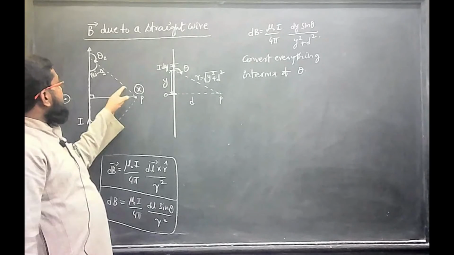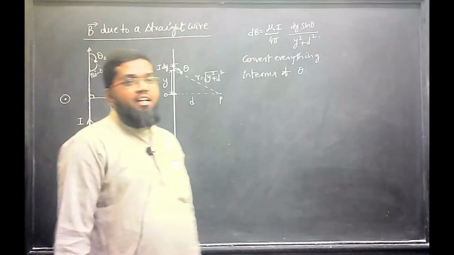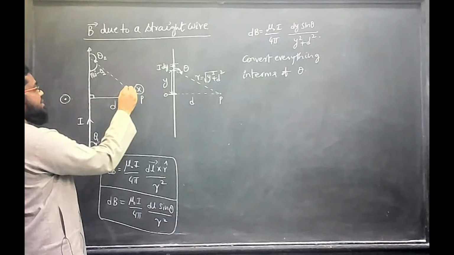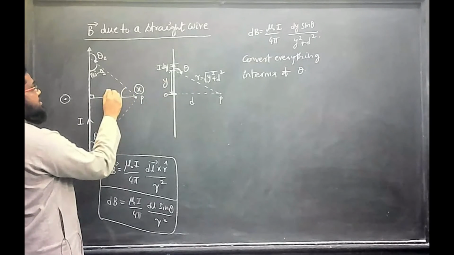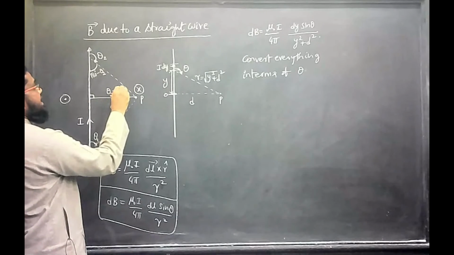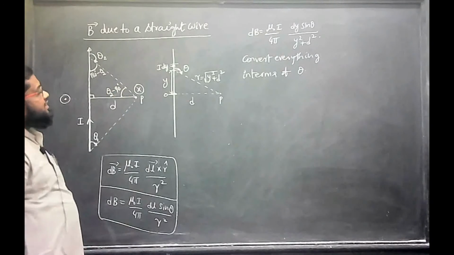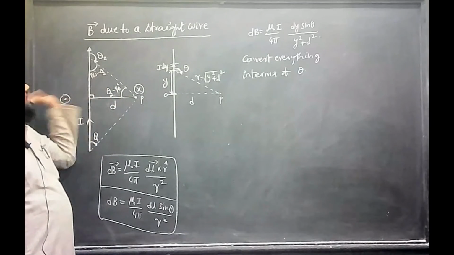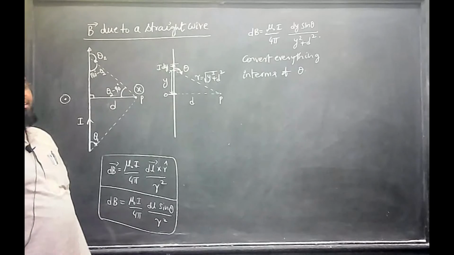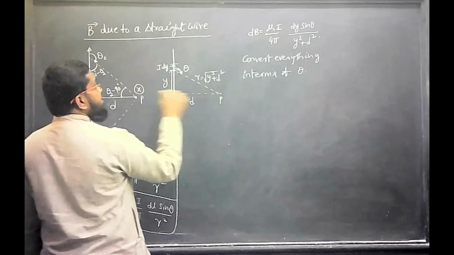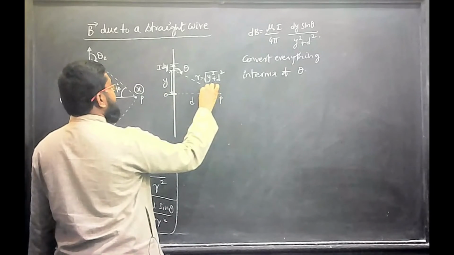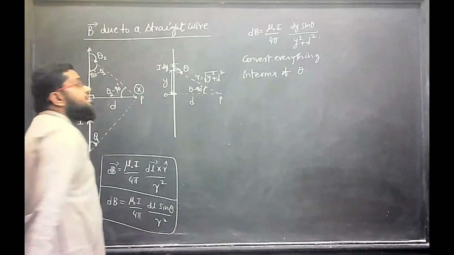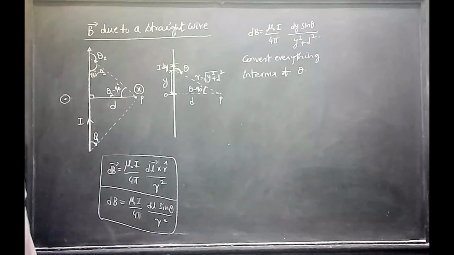But what is the sum of angles in a triangle? 180 degrees. This is already 90, so this must be theta 2 minus 90. Check it: 90, 90 cancel, theta 2 cancels, only 180 remains. That means the same thing. What will this angle become? Theta minus 90 degrees.